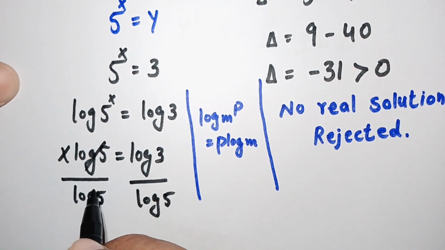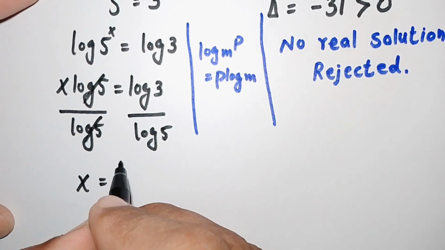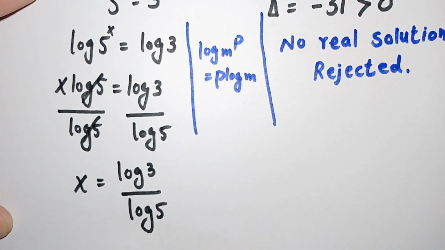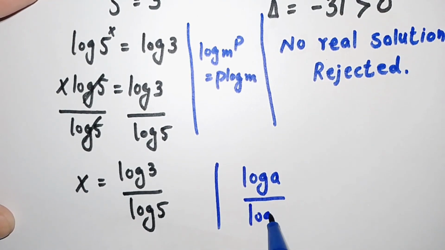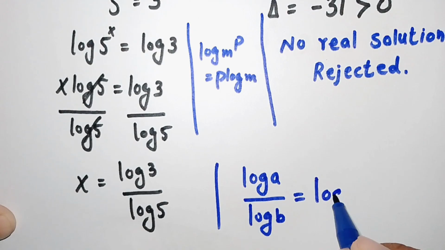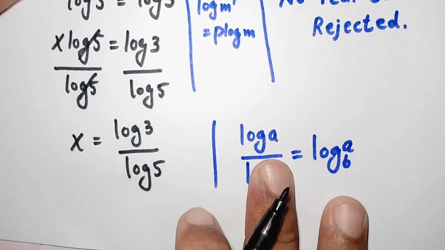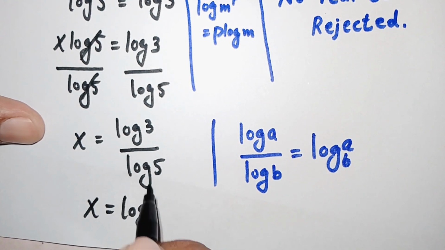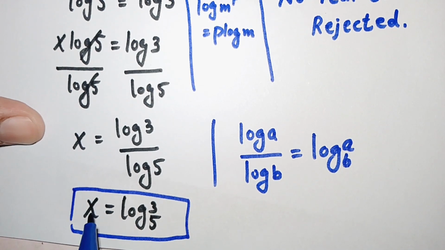Here log of 5 cancels with log of 5, so x is left. x is equal to log of 3 divided by log of 5. Now again we know that log of a divided by log of b is equal to log of a with base b. So we apply this condition, and this will become x is equal to log of 3 with base 5. So this is the answer of this interesting question, and the value of x is log of 3 with base 5.